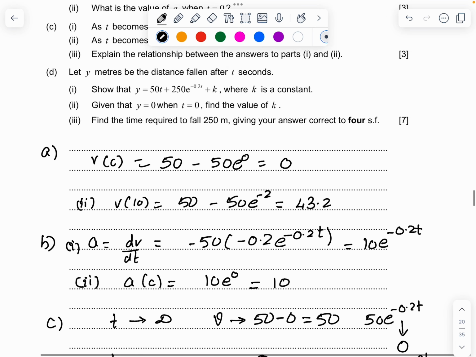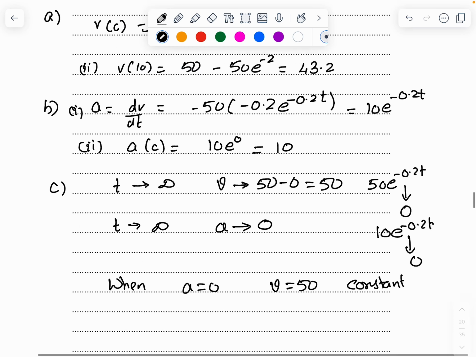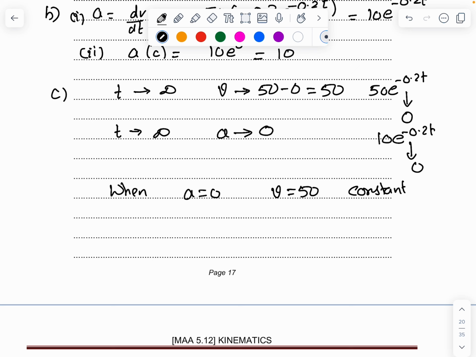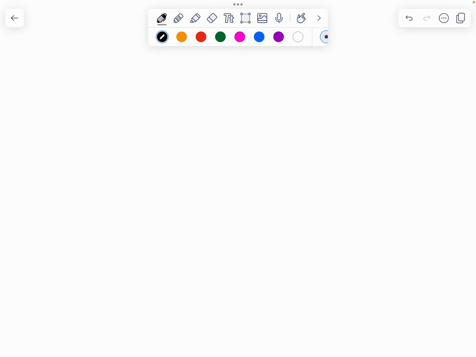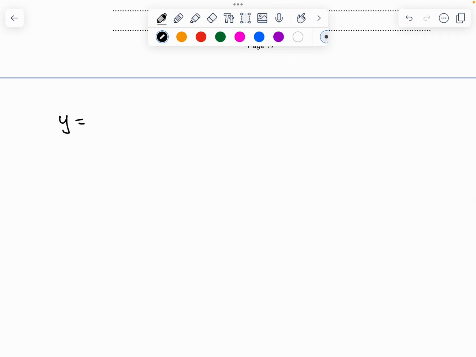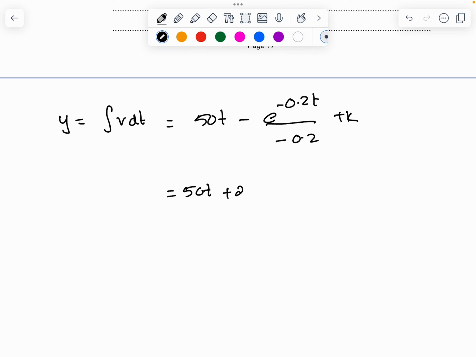D. Let y meters be the distance fallen after 3 seconds. Show that y is this much. So what is the condition for finding y? y is nothing but the distance or the displacement. So it is the integral of v dt, which is 50t minus e to the power of minus 0.2t divided by minus 0.2 plus k. So that becomes 50t plus 250 e to the power of minus 0.2t plus k.